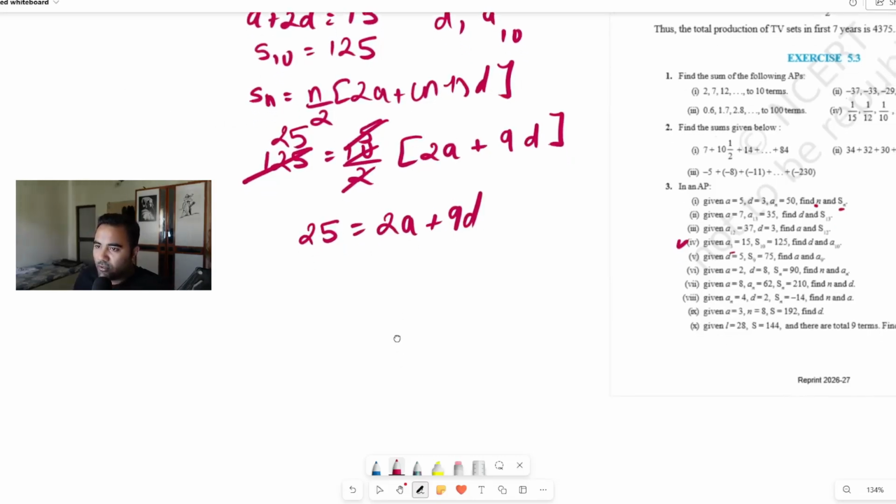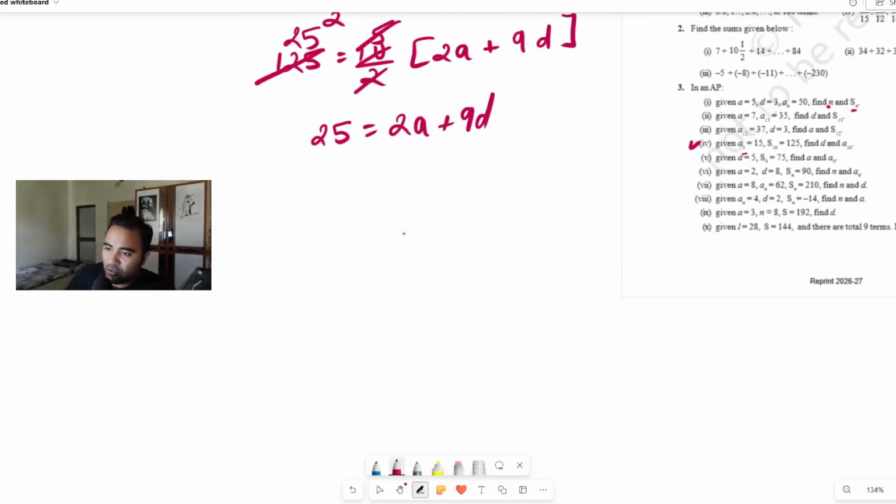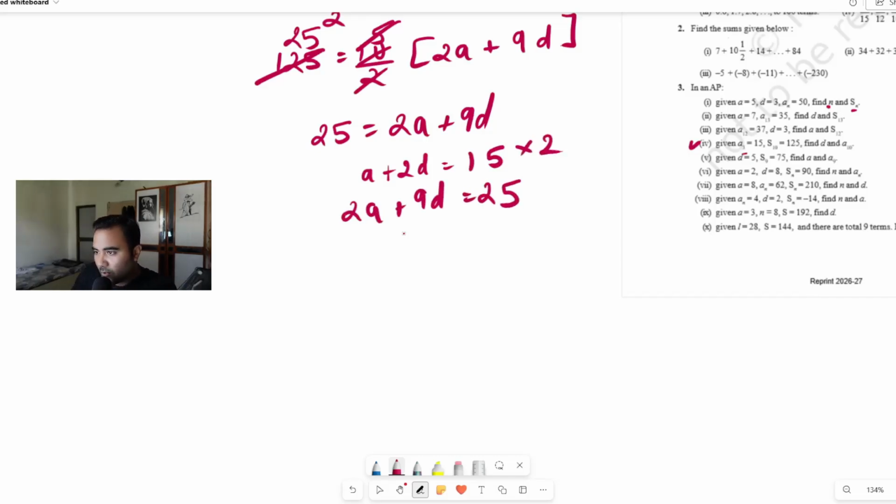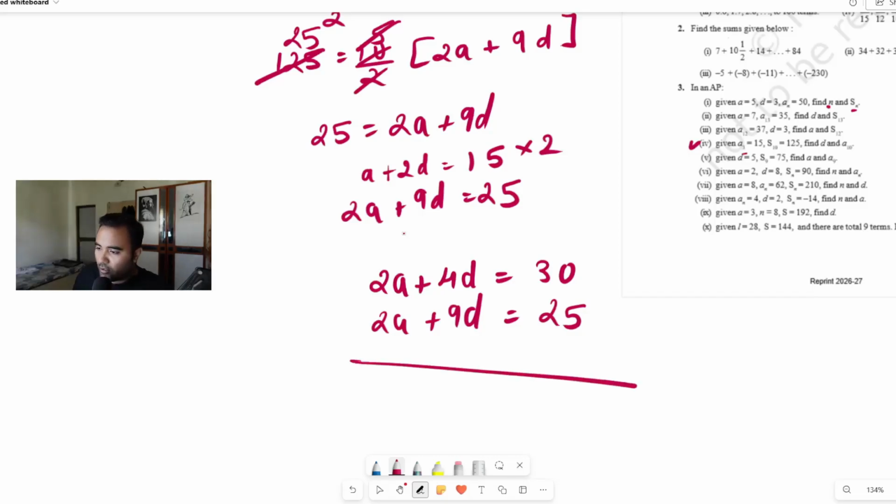Okay, this is a question of equations in two variables. a plus 2d is equal to 15, and we have 2a plus 9d is equal to 25. I'll simply multiply the first by 2. So 2a plus 4d is equal to 30, and 2a plus 9d is equal to 25. So far so good. I'll change the sign: positive becomes negative, positive becomes negative, positive becomes negative. Minus 5d is equal to 5. So d is equal to minus 1.